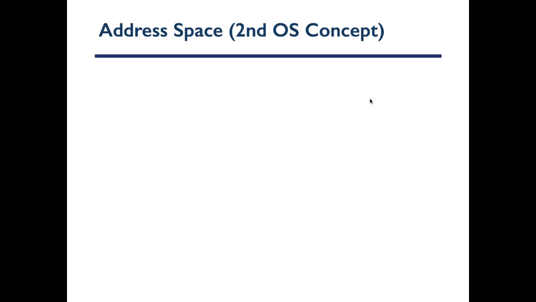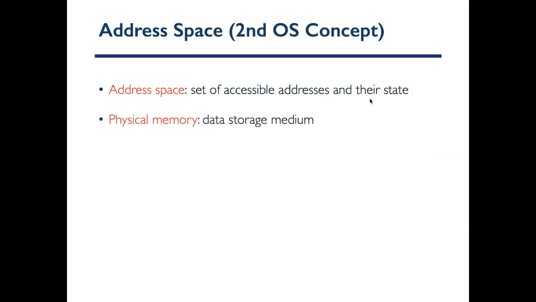I'm not going to put more time on threads. Hopefully you know all about threads. The second OS concept is address space. So what is address space? Let's go through a bunch of definitions first. Address space is basically a set of accessible addresses and their state. Easy. So a set of addresses and their state, basically what is in them, would be the address space.